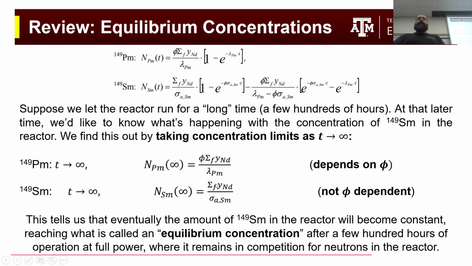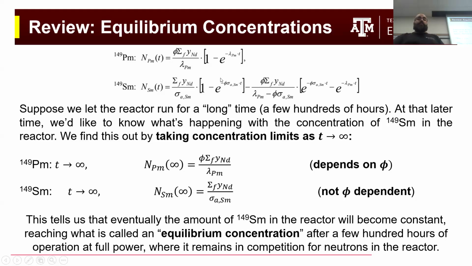And then for samarium, its equilibrium concentration is just this constant up front, because these exponentials go to 0. So you just have 1 times this term for promethium, and then these two exponentials go to 0, so this entire term for samarium becomes 0.